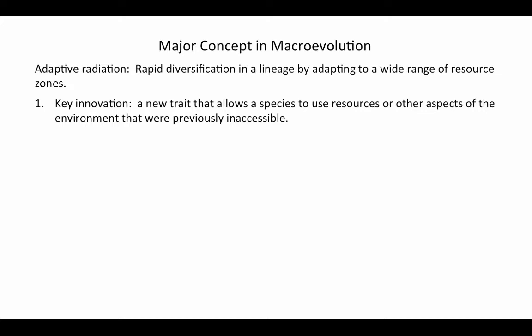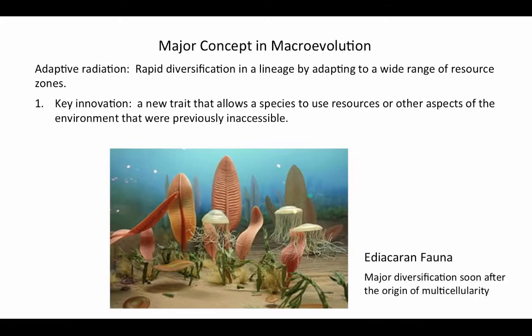Well, one reason this can happen is that there can be a key innovation, a new trait that arises by evolution that allows a species to use resources or other aspects of the environment that were previously inaccessible to it. So some kind of new evolutionary innovation that opens up a large range of possibilities for different ways to use the environment. One example of a key innovation is multicellularity.